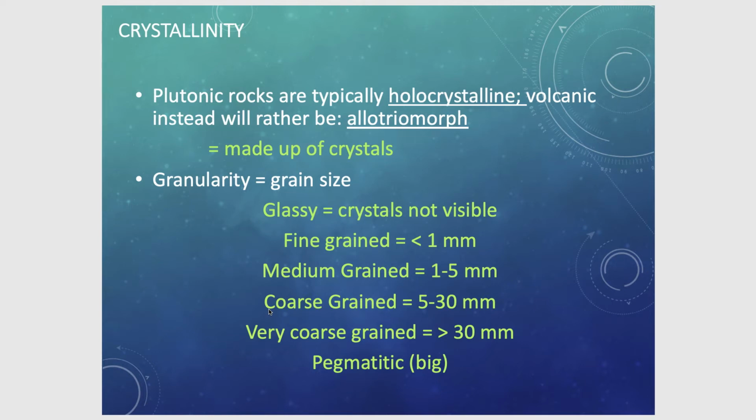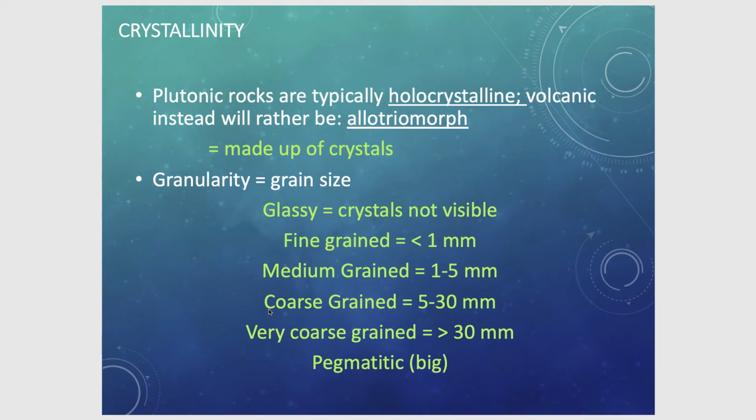We have also granularity. Granularity will be discussed with these terms. So if you don't see any crystals, you term the rock a glassy rock, and these are obsidians or volcanic glasses most often. But then we have cases in which you can see some crystals that will be fine-grained, under the millimeter, between 1 and 5 will be medium-grained, and then you get the coarse and very coarse varieties, respectively between 5 and 30 and more than 30 millimeters.